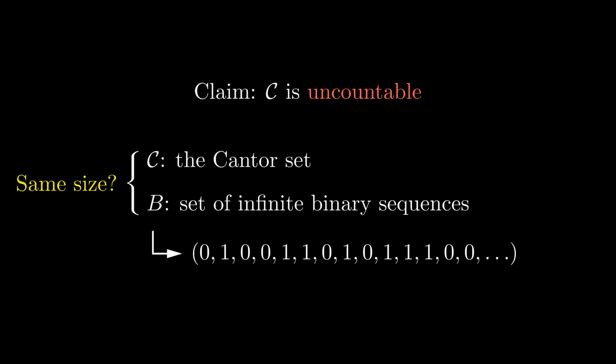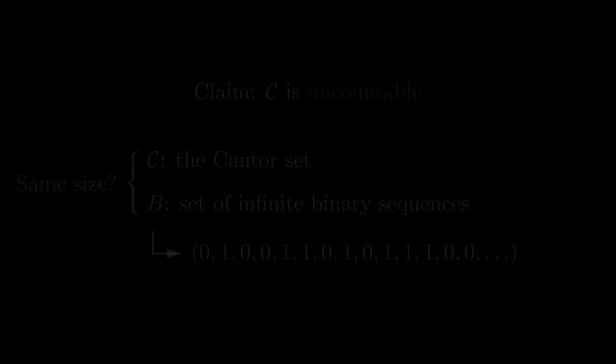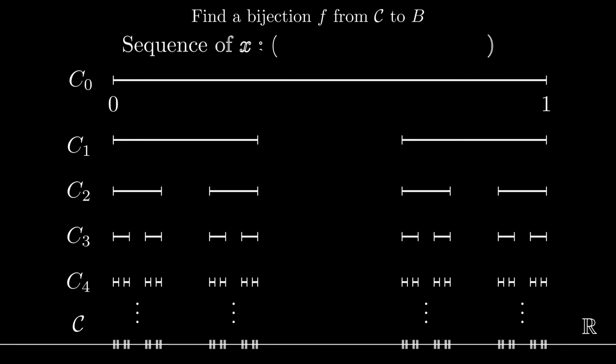We must first show that the 2 sets are indeed the same size, so we want to find a bijective map or function from C to B. Let us look back at our construction and fix a point x in C, and define the sequence it is mapped to as follows. Starting at C0, this point ends up on either the left interval or the right one in C1, so let's assign 0 or 1 as the first digit of the sequence respectively.